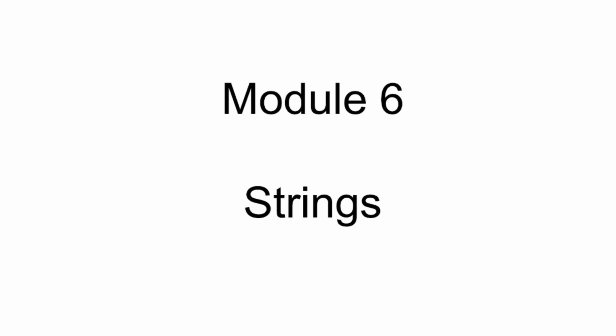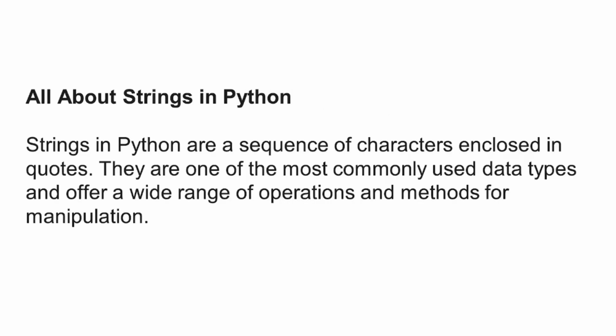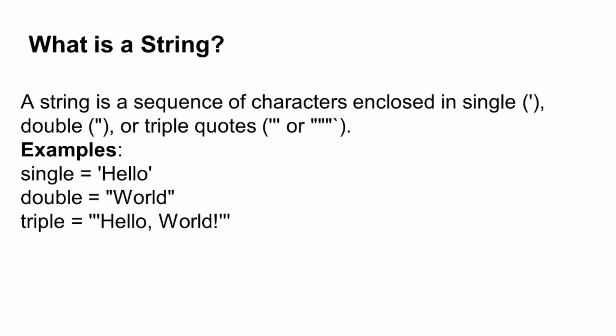Strings. Perfect. All about strings in Python. Strings in Python are a sequence of characters enclosed in quotes. They are one of the most commonly used data types and offer a wide range of operations and methods for manipulations. What is a string?